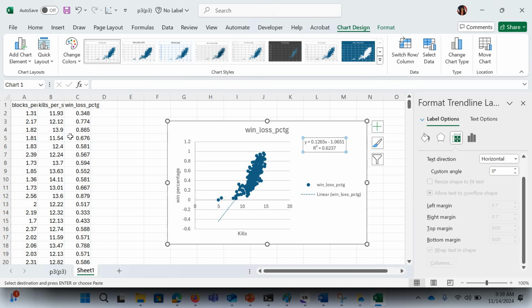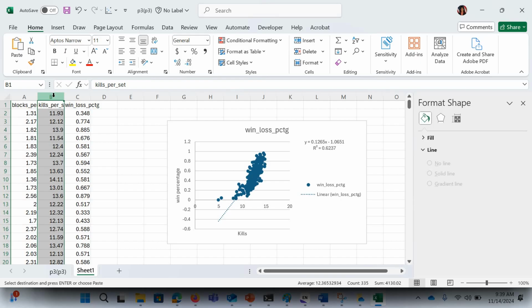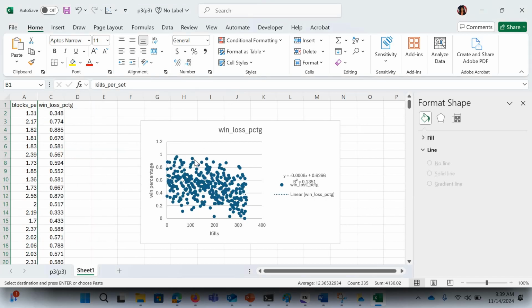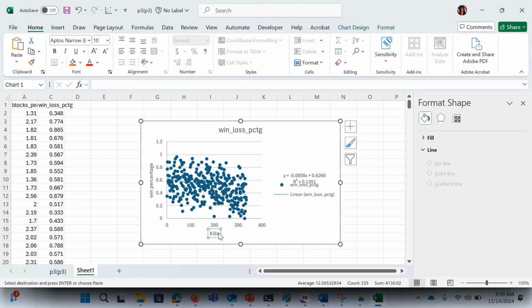Now, let's say I want to plot something else. I just click that thing. I want to now see whether the blocks have something to do with it. And just right-click it and go hide. And now you'll see the scatter plot of just the blocks. So now it's blocks on the x-axis.